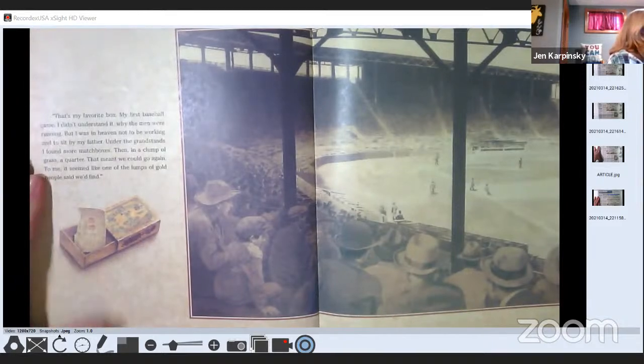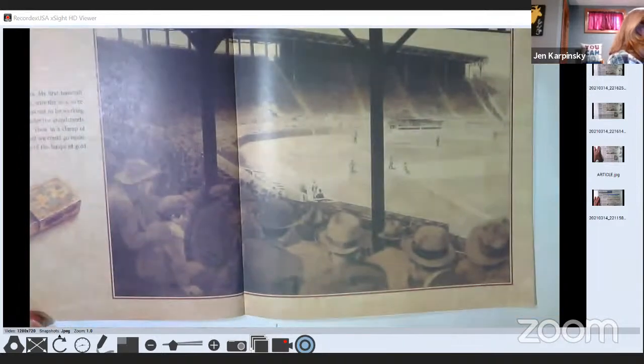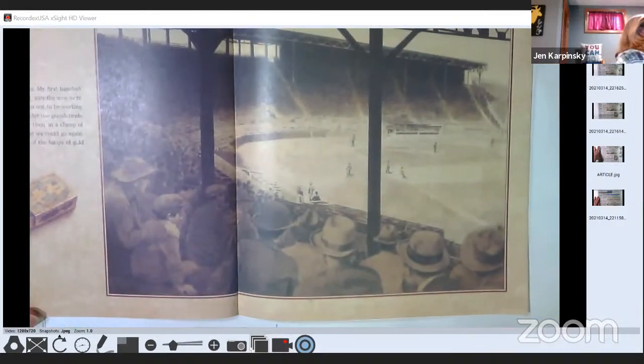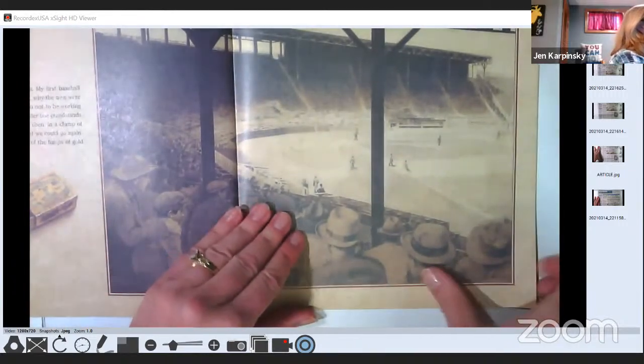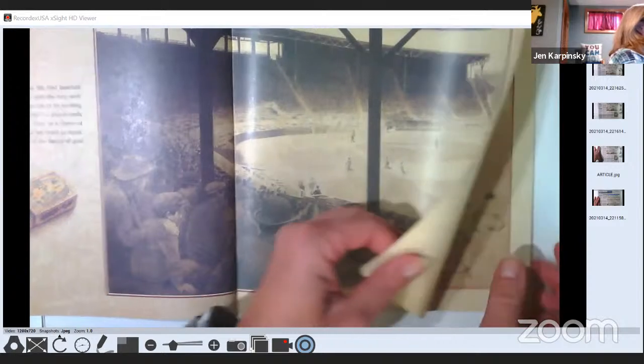To me, it seemed like one of the lumps of gold that people had said we would find. So imagine working so hard, and back then a quarter was a lot of money. And it allowed them to be able to go to another baseball game someday.